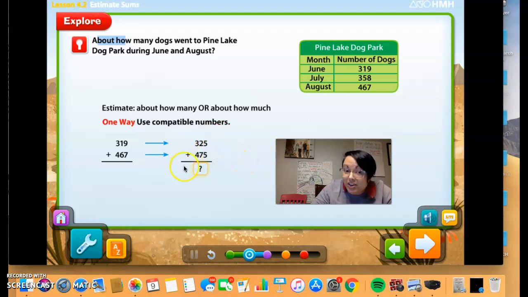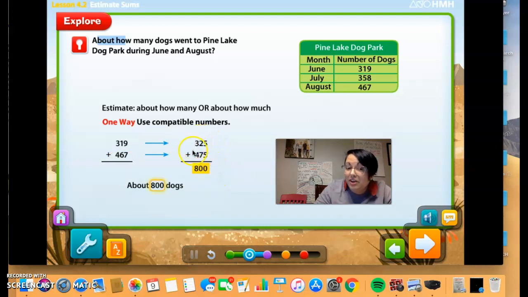That makes an extra 100, right? So we've got 300 and 400, and then we've got an extra 100 here on the side. So what's it going to be? Let's see. It's 800. See how that worked? So about how many dogs went to Pine Lake Dog Park during June and August? About 800.